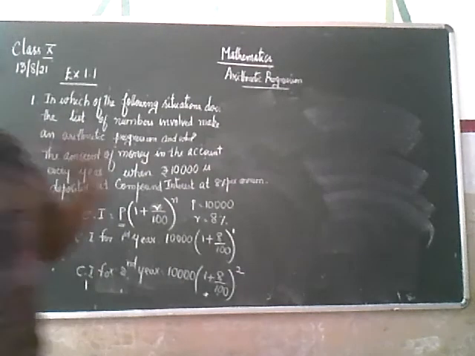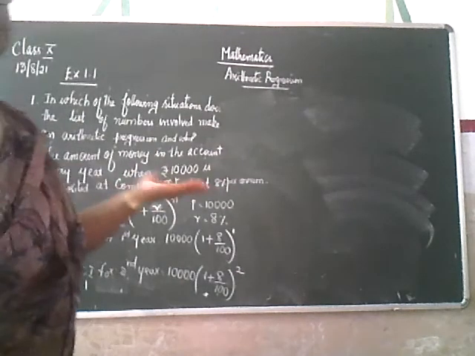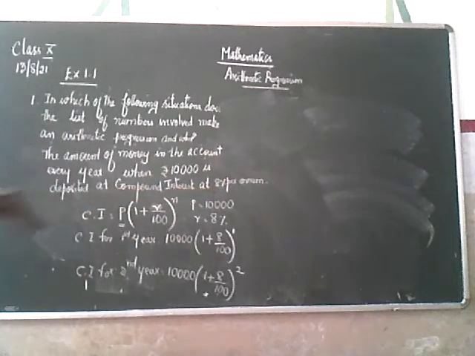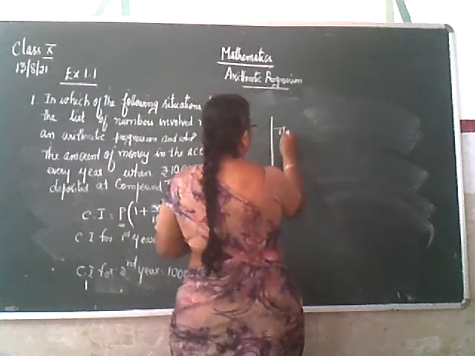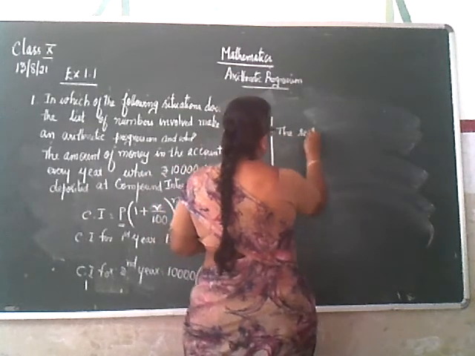So now you can do it year by year. First it was 10,000. After the compound interest, it is 10,000 into 1 plus 8 by 100. So again you must take the LCM and you can do it. In the second year it is 10,000 into 1 plus 8 by 100 the whole square. So every year it equals, meaning the sequence. I can write the sequence.